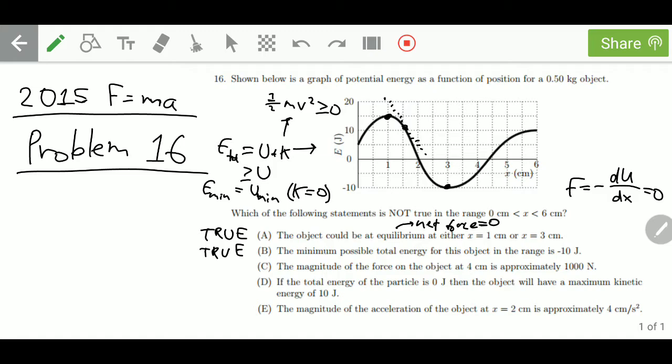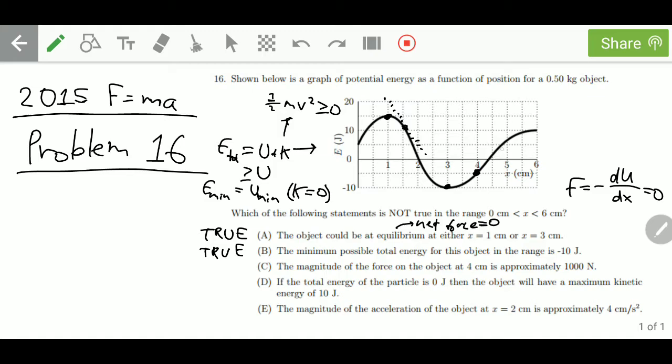Now we are told that option C, the magnitude of the force on the object at 4 centimeters, so let's draw 4 centimeters, this point, is approximately 1,000 newtons. So how would we do this? Remember that the force is negative the derivative of the potential. In this case, we just care about the magnitude of the force.